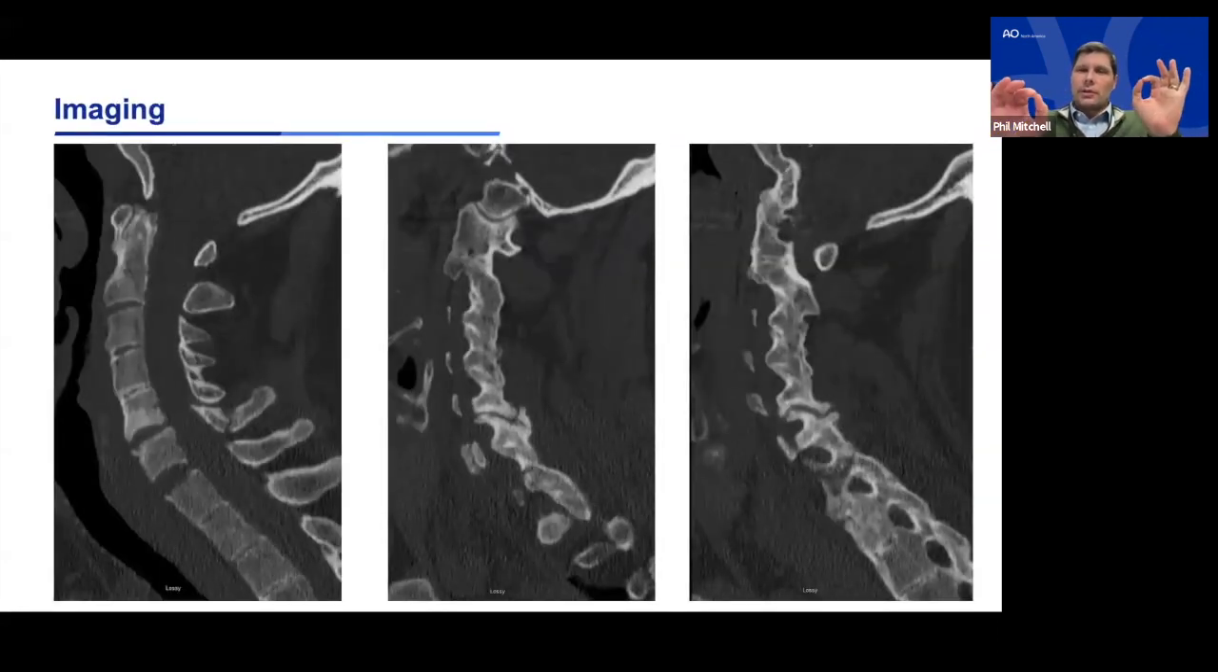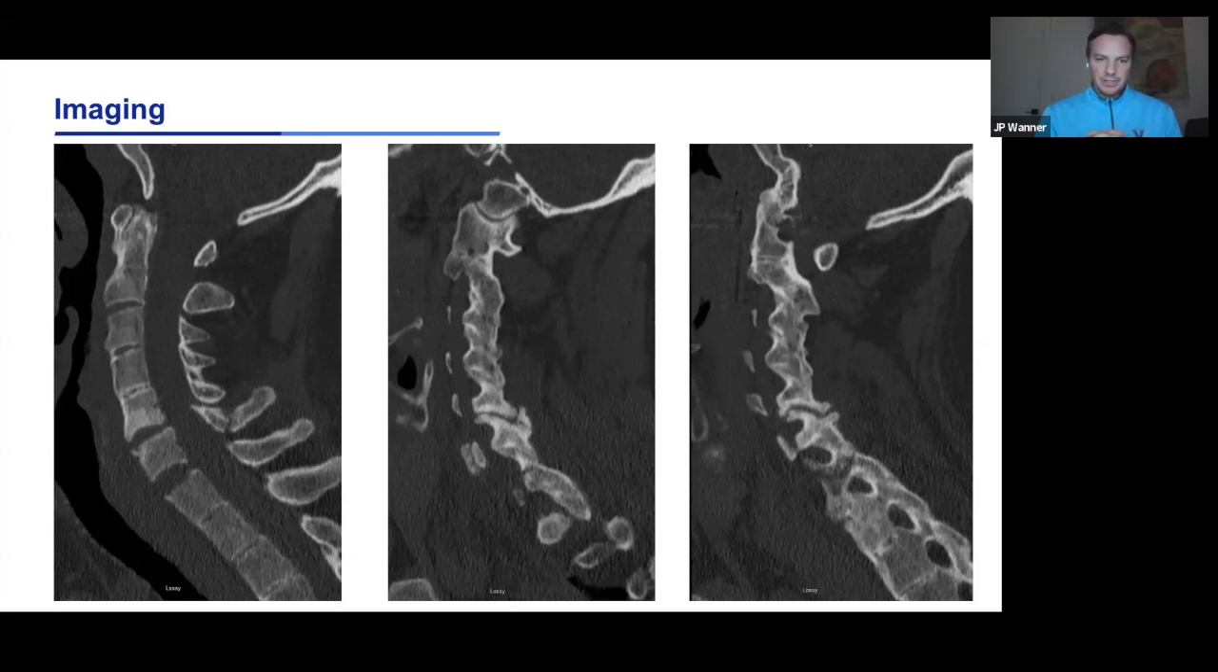We just went through some cracks in the facets and some widening. What are you seeing on these images? What stands out to you? Yeah, no, so I think this is a good case to contrast what James showed. On the far left, it's a mid-sagittal cut of the CT of the cervical spine, and then there's the left parasagittal in the middle, and then a right parasagittal on the far right.